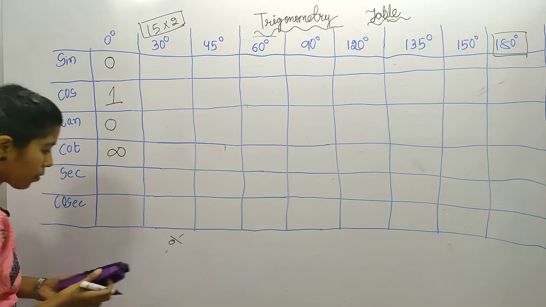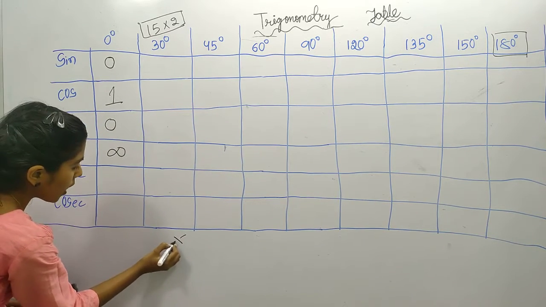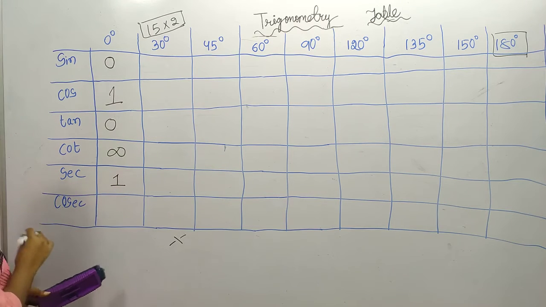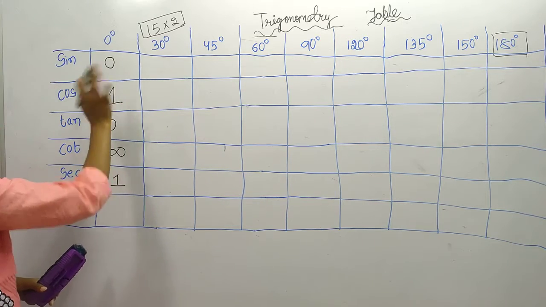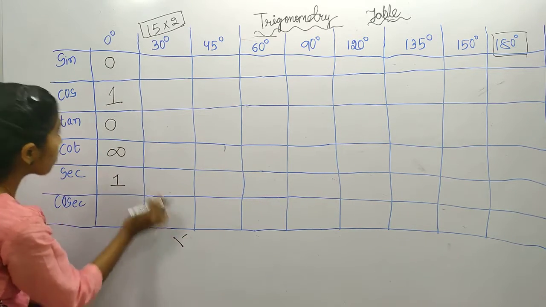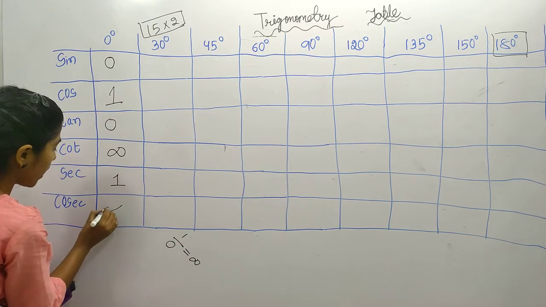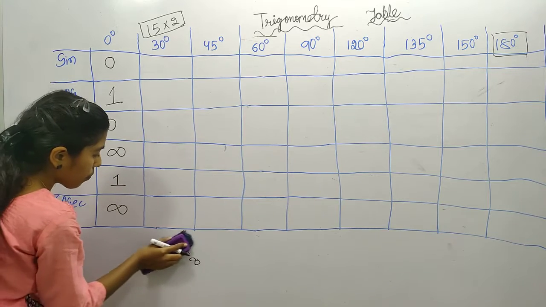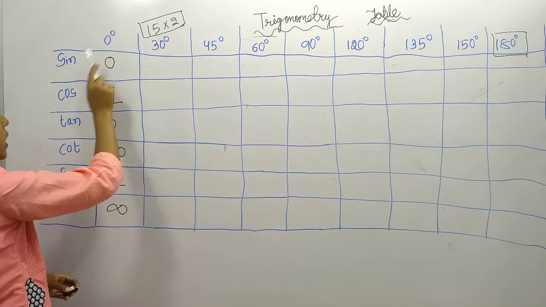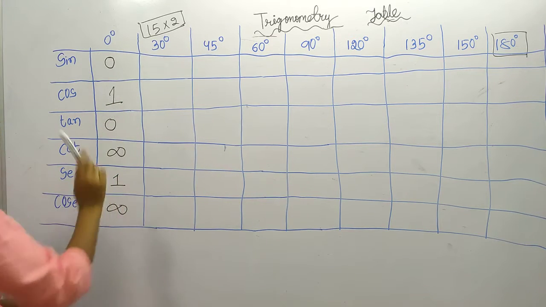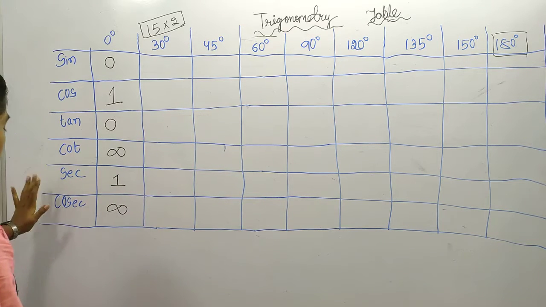Next, sec. What is the sec formula? 1 by cos. Cos is 1. So 1 by 1 means sec is 1. Next, cosec. Cosec is the reciprocal of sine. Sine is 0, so cosec equals 1 by sine means 1 by 0. Anything divided by 0 is infinity. So cosec will be infinity. So in case of 0 degree, you only have to remember sine 0 is 0 and cos 0 is 1. After that, by using the formulas, you can easily find these 4 values.